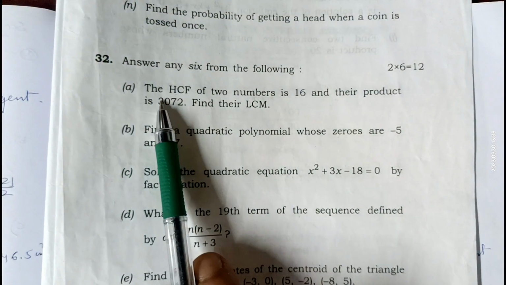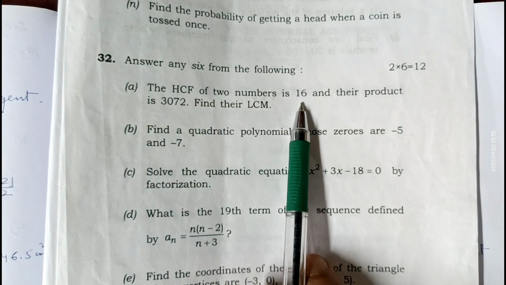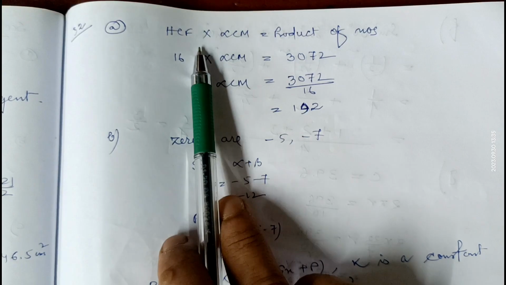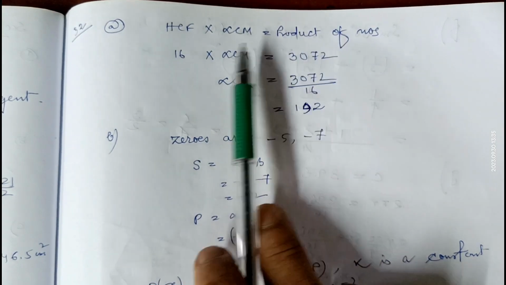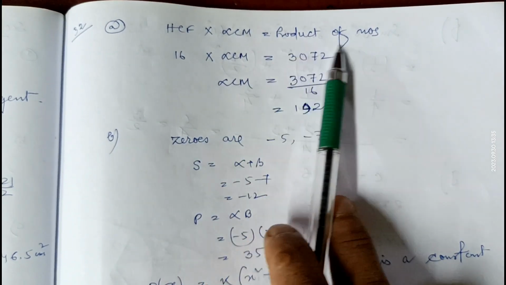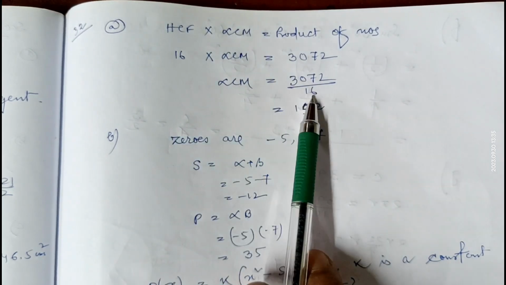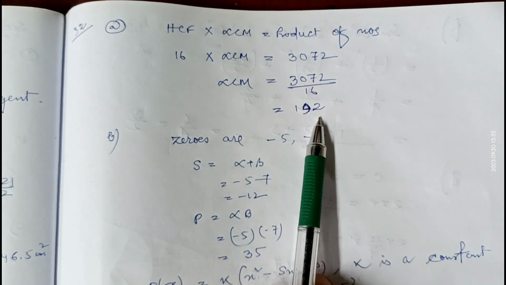Question number 32. The HCF of 2 numbers is 16 and their product is 3072. Find their LCM. We know HCF into LCM is product of the numbers. So 16 into LCM is 3072. So LCM will be 3072 divided by 16, which will give 192.